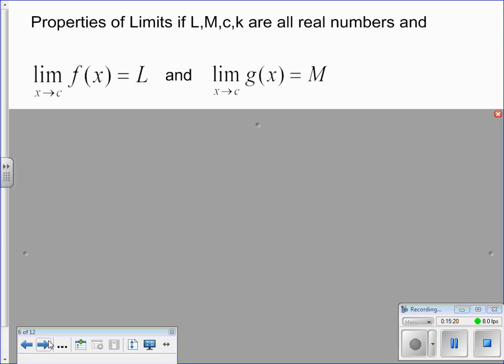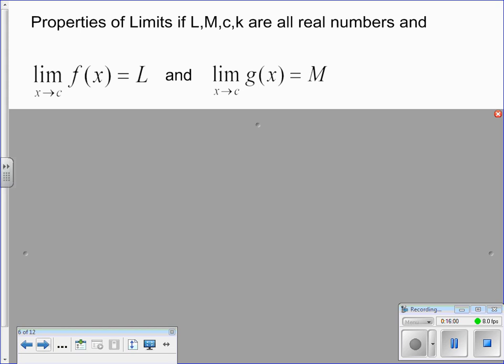Thank you. Okay, properties of limits. If capital L, capital M, then L and M will be what the limit is. C and K are constants. The limit as x approaches C of f of x is L, and the limit as x approaches C of g of x is M. So the limit of f is L, and the limit of g is M as they approach the same x coordinate. So two functions going to the same x coordinate.